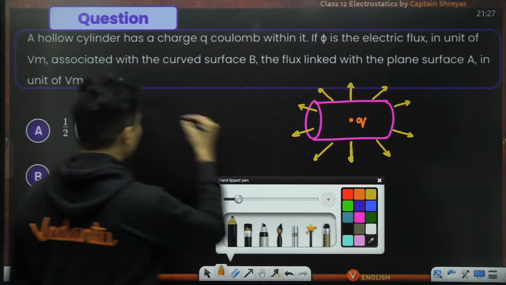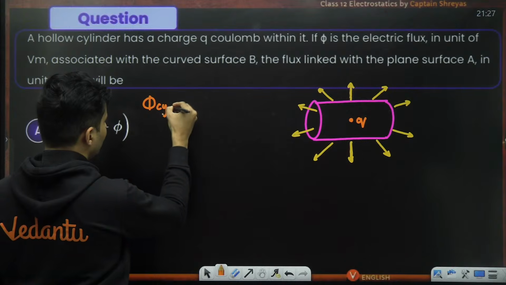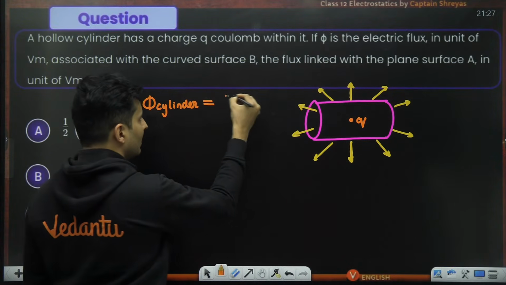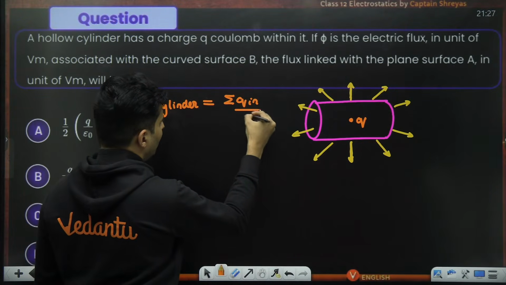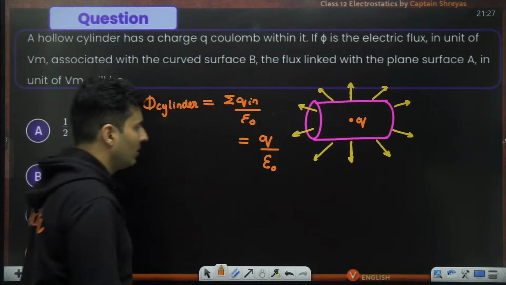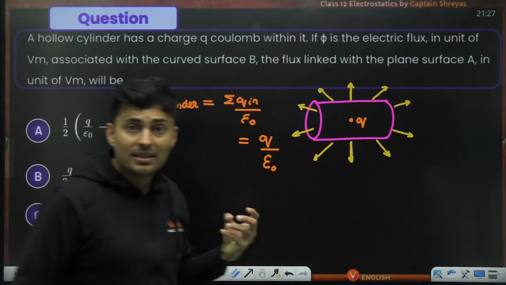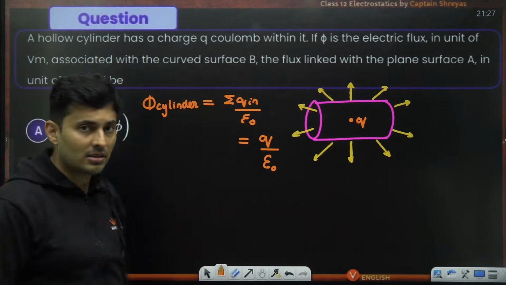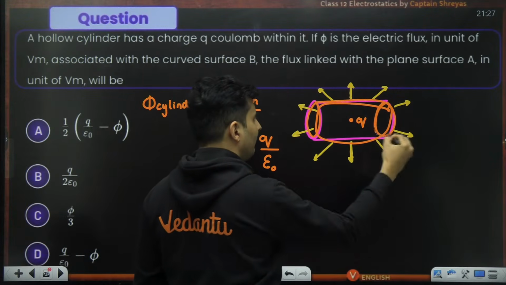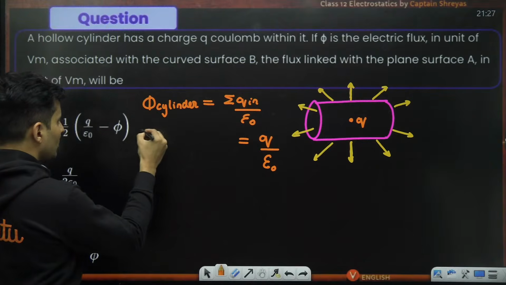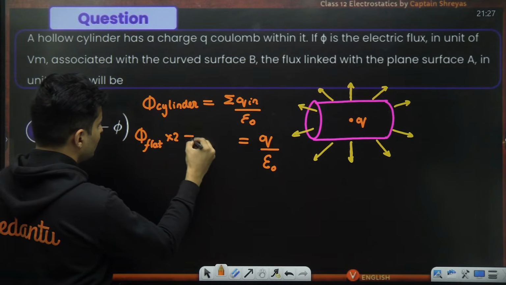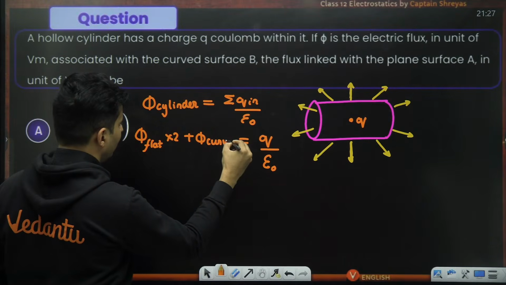One thing is very clear. The entire flux through the cylinder, by using Gauss's law, can I say it is the charge which is inside by epsilon? The charge which is inside is Q, so it will be Q by epsilon. But the total flux of the cylinder will be the sum of three fluxes: the flux of this face, the flux of the curved surface, and the flux of the other flat face. So it is the flux of those flat faces 2 times plus the flux of the curved face.